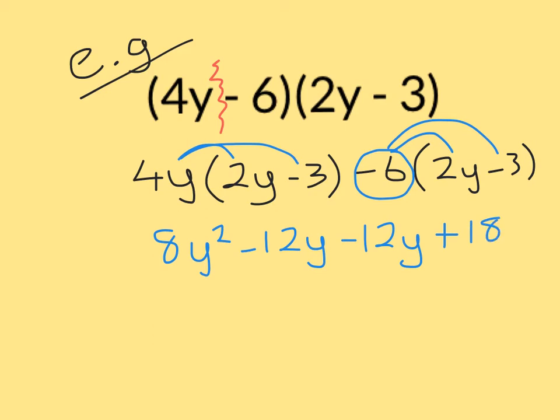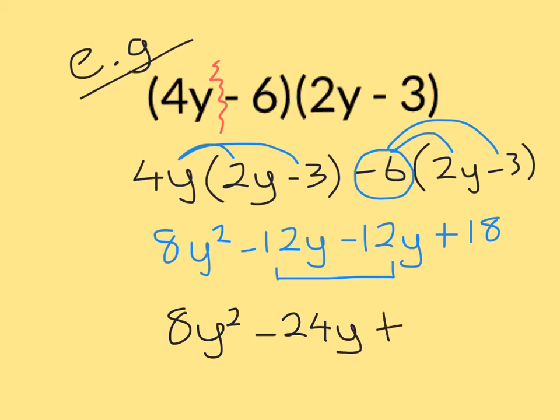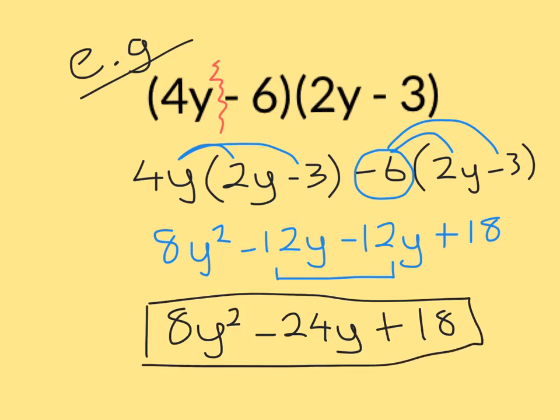Okay, the last part then, we're just going to take the two y terms because they're the only things that are alike in this whole thing. So then we just put down 8y squared. Minus 12 minus 12 gives me minus 24y. And we have plus 18. And that's my final answer. Can't do anything else with that.